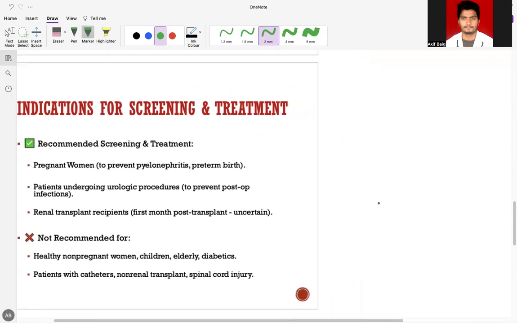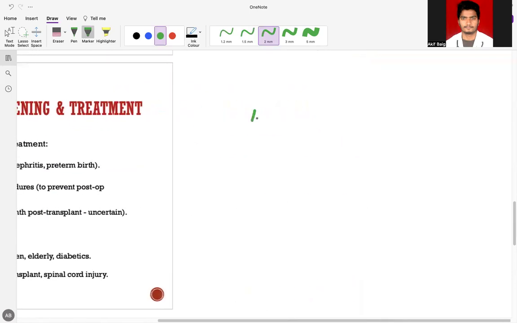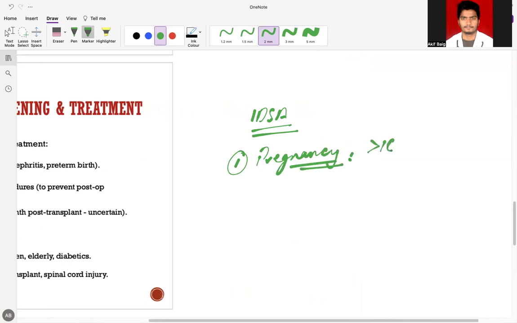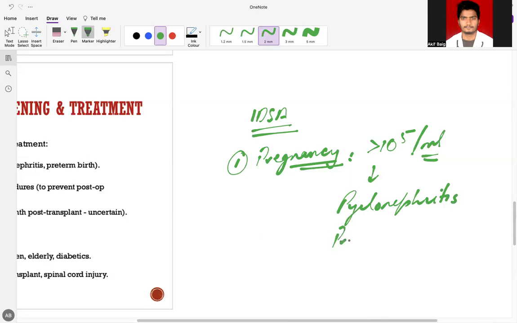So what are the indications for screening and treatment? The IDSA guidelines say there are only three situations where a patient with asymptomatic bacteriuria should be treated. First is pregnancy. Various studies have shown that pregnant patients, even without symptoms, if they have colony forming units of more than 10 to the power of 5 per ml and are not treated, have a higher chance of pyelonephritis, and they can also have a preterm birth.